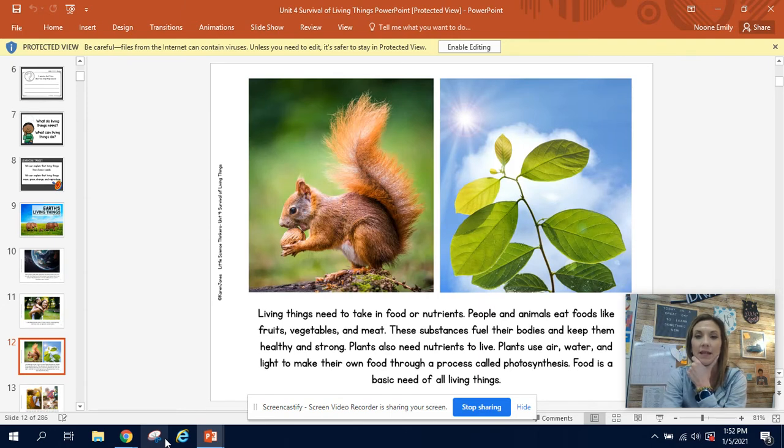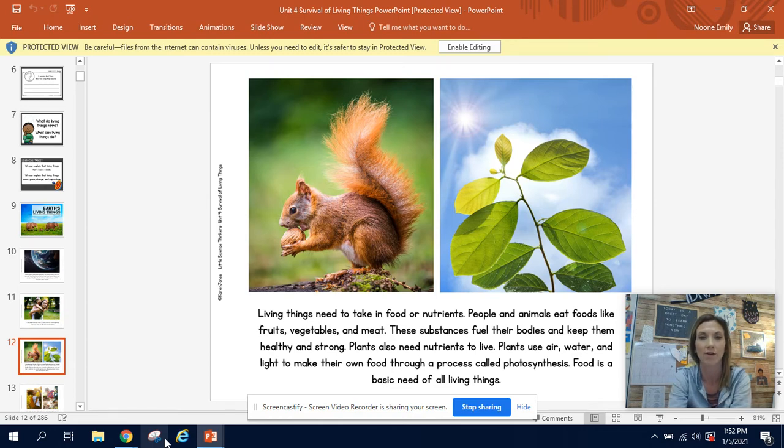Living things need food or nutrients. People and animals eat food. These things fuel our bodies and keep us strong and healthy. Plants need nutrients to live. Plants use air, water, and light to make their own food. Food is a basic need of all living things.